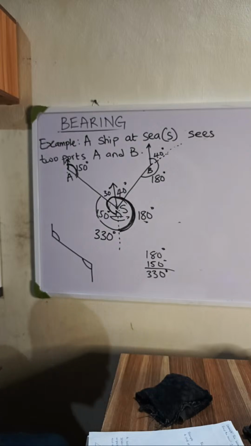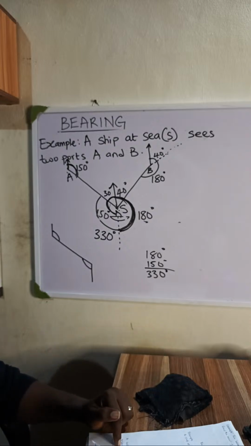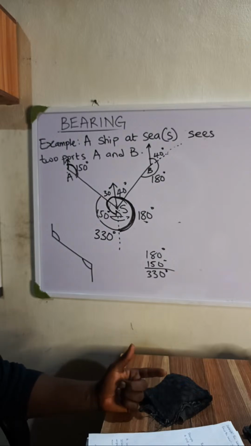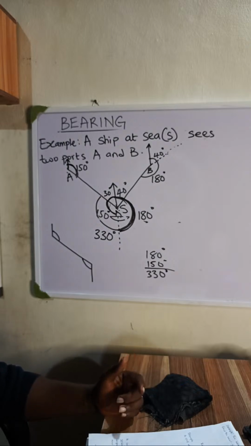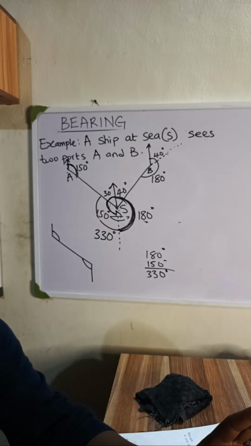Okay, so we'll continue on Friday. So the assignment I'm going to post on the platform, when we come on Friday, we are going to do the correction and then we solve more questions on bearing. Possibly, if I have my equipment, we are going to do construction. So when you come on Friday, try to come with what you can use to do construction, like your ruler.